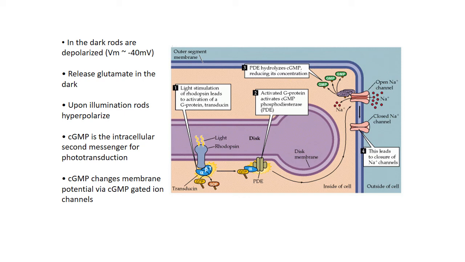And cyclic GMP is important because it is able to bind to cyclic GMP gated channels. As you remember from our lectures on ion channels, cyclic GMP channels are channels that are selective for both sodium and potassium. So when these channels are open in the dark, you allow the sodium influx, and that's why the cells are depolarized. When the photoreceptor is exposed to light, the cyclic GMP levels decrease inside of the cells, the cyclic GMP gated channels close, and therefore these cells hyperpolarize.